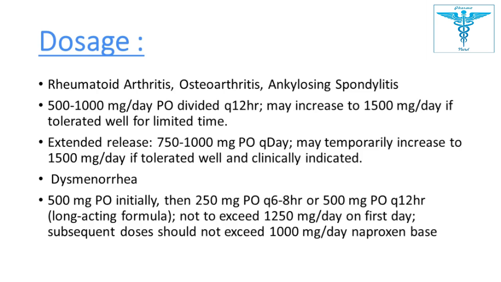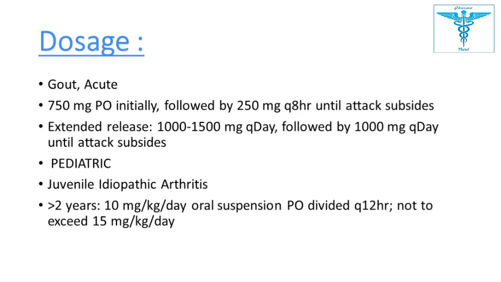Rheumatoid arthritis, similar as previously, 500 mg to 1 gram per day in divided doses every 12 hours, and extended release 750 mg to 1 gram every day. Dysmenorrhea, 500 mg per oral and then 250 mg after 6 to 8 hours or 500 mg after 12 hours. Similar, it is repeated for long-acting formula. Gout, 750 mg per oral, then followed by 250 mg every 8 hours until the attack subsides.